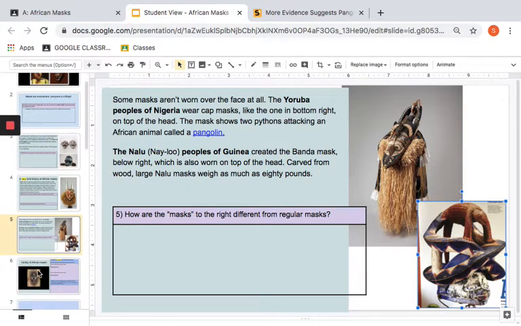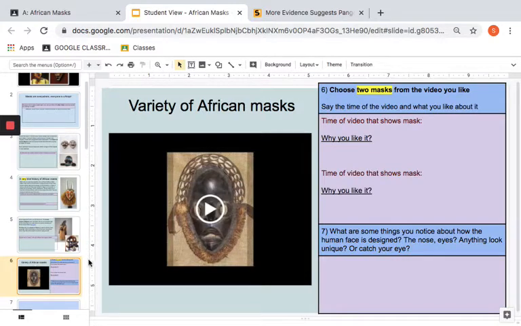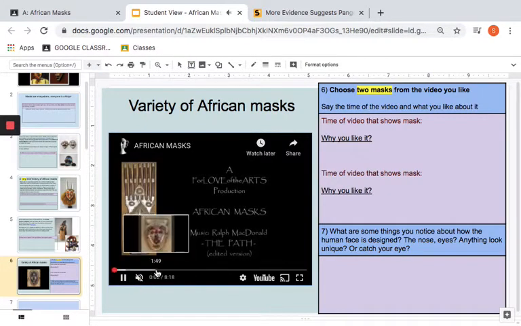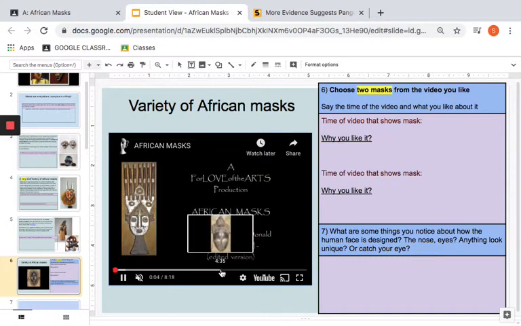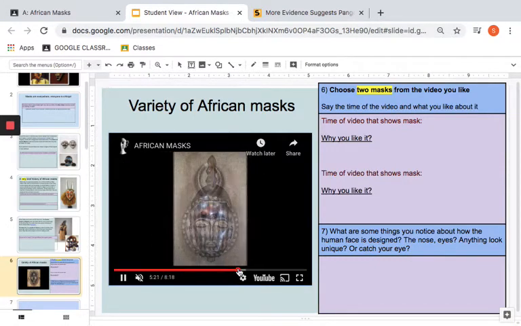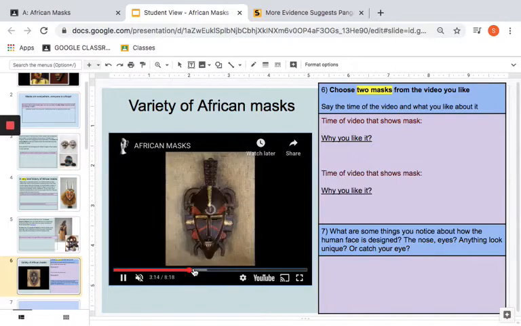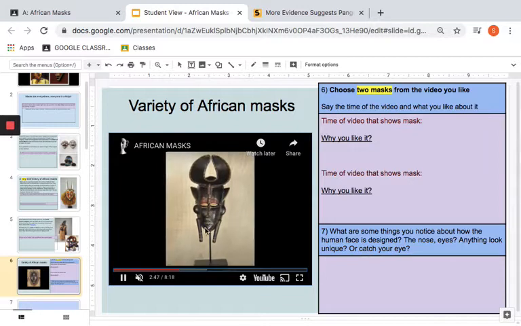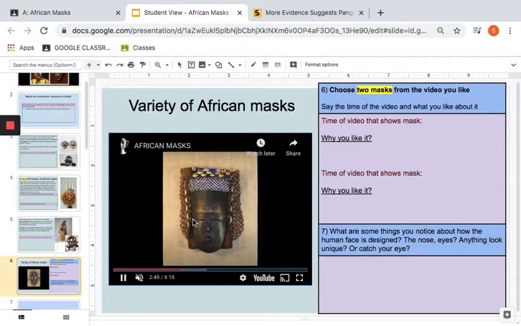Right. Slide number 6, I gave you a video. So what I want you to do is play this video. Is it going to let me play? Yep. You're going to play the video. It's 8 minutes, but it's basically a bunch of masks. You can let it play automatically, or you can scroll with your finger however you want to do it. I want you to find 2 masks that you like.